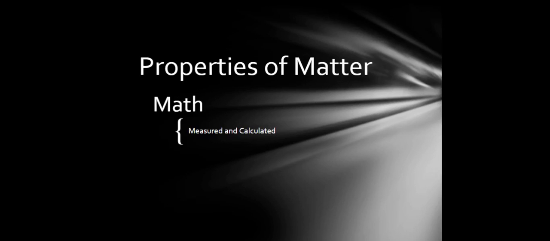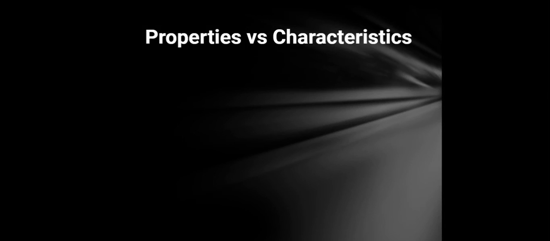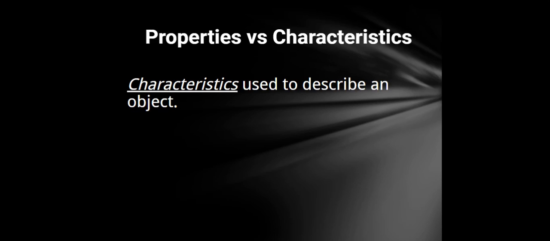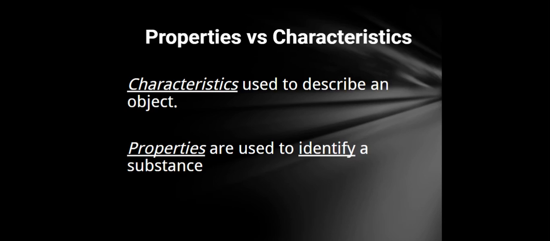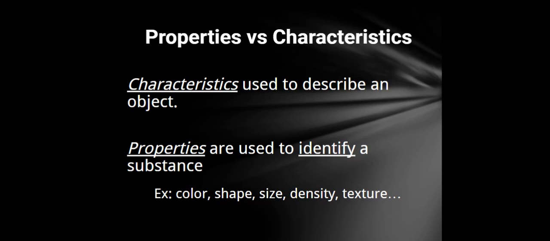Okay, so now we're going to talk about the properties of matter that we need math for. So the first thing we need to discuss is properties versus characteristics. Remember that characteristics are used to describe an object, like it's pink, it's big, and properties are used to identify a substance. So properties need to be much more specific, and that's where our math skills come in. So color, shape, size, density, texture.